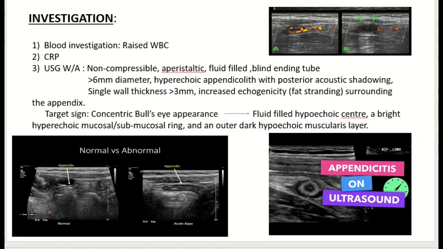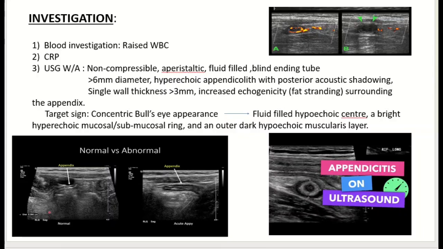If we do an ultrasound, some specific features are seen. Number 1, the appendix is non-compressible. It is an aperistaltic, fluid-filled, blind-ending tubular structure. In some books it is written that more than 6 mm diameter is considered dilated. More than 6 mm diameter signifies acute appendicitis. In some other standard textbooks, 7 mm is taken as the cutoff.